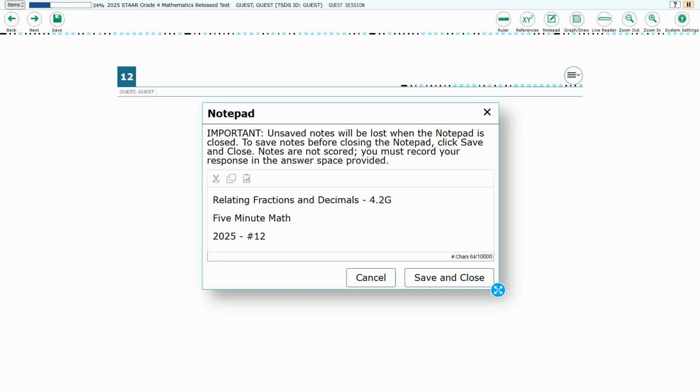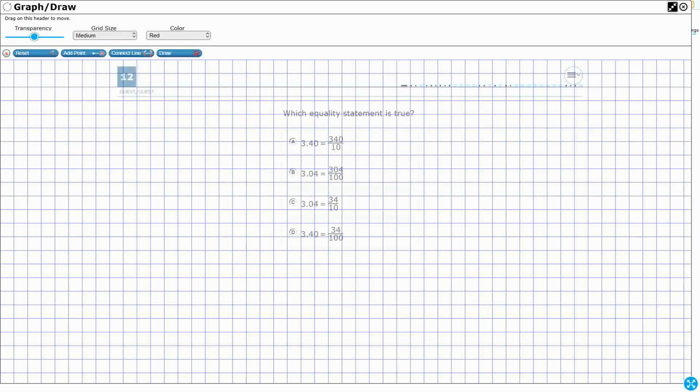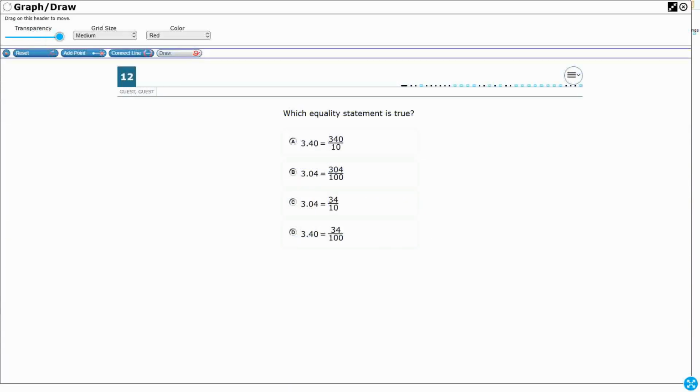Today we are looking at the fourth grade concept of relating fractions and decimals. This is standard 4.2G in the great state of Texas, and we are using item number 12 of the 2025 release STAAR test. If you haven't done so already, please go ahead and take a moment to pause the video, work this problem out on your own, unpause it. We will look at our answers together.